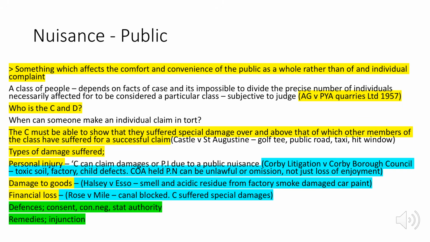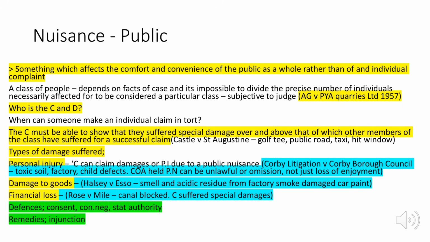So here's the C and D. You use the same notes that I used in private for that. When can someone make an individual claim in tort? So the C must be able to show that they suffered special damage over and above that which other members of the class have suffered for a successful claim. So Castle v St Augustine.